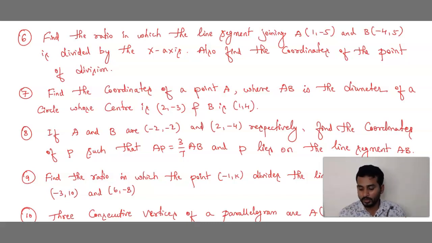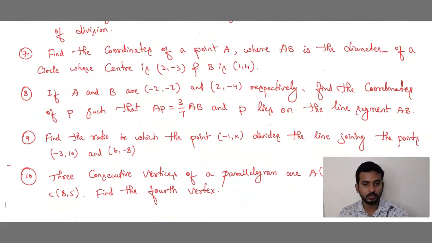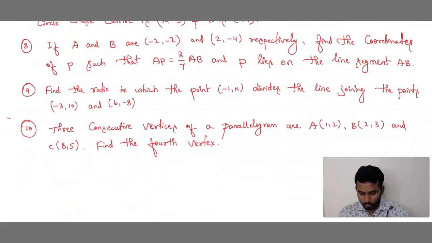Find the coordinates of point A where AB is the diameter of a circle whose center is 2 comma minus 3 and B is 1 comma 4. Next, if A and B are minus 2 comma minus 2 and 2 comma minus 4 respectively, these are the two coordinates. Find the coordinates of P such that AP is equal to 3 by 7 AB and P lies on the line segment AB. Next, just use the section formula itself. Just proceed and you will get the answers. Don't worry. Use the condition.